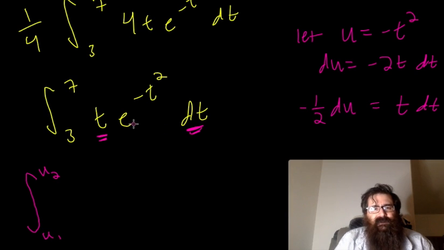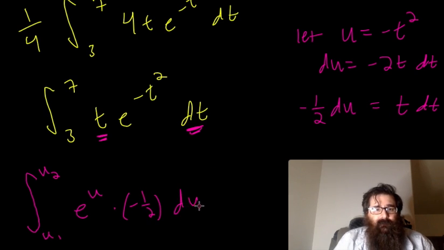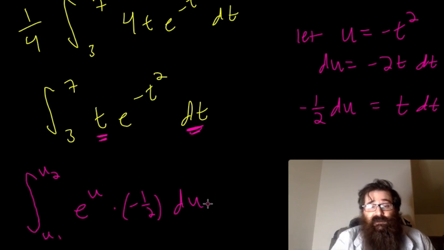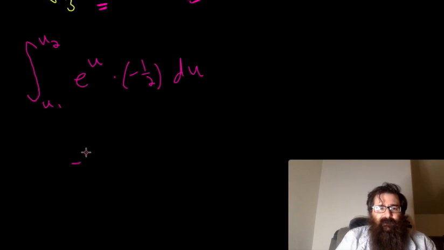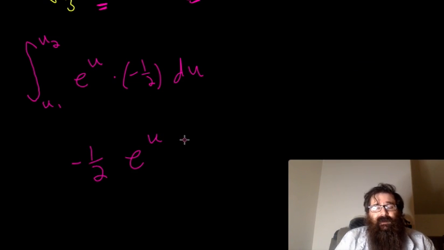And let's make our replacements. Instead of e to the negative t squared, I have e to the u. And I'm replacing the remaining t times dt with a negative 1/2 du. But this integral looks a lot nicer, and I certainly can integrate it. So negative 1/2 comes along as the coefficient. If I integrate e to the u with respect to u, that gives me e to the u. And since this is bounded, I don't need my constant.